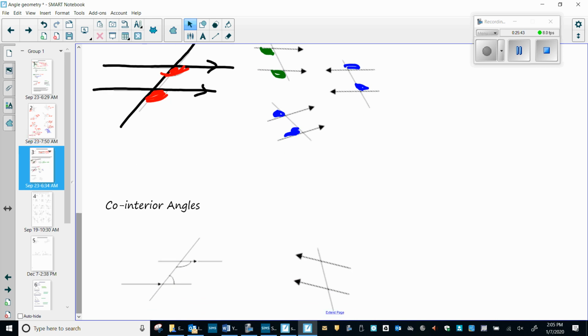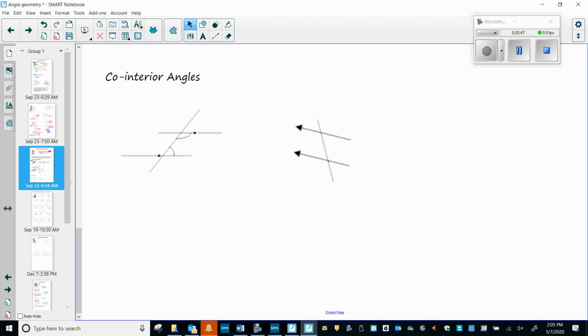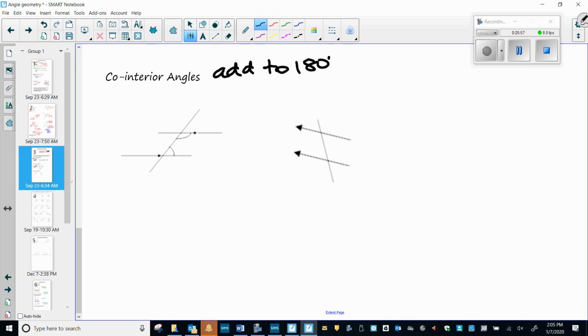I'm telling you what the letters are because I don't want to confuse you. Right, the other type with regards to parallel lines are co-interior. Okay, now these are not equal. So the other two sets were both equal. These add to 180.